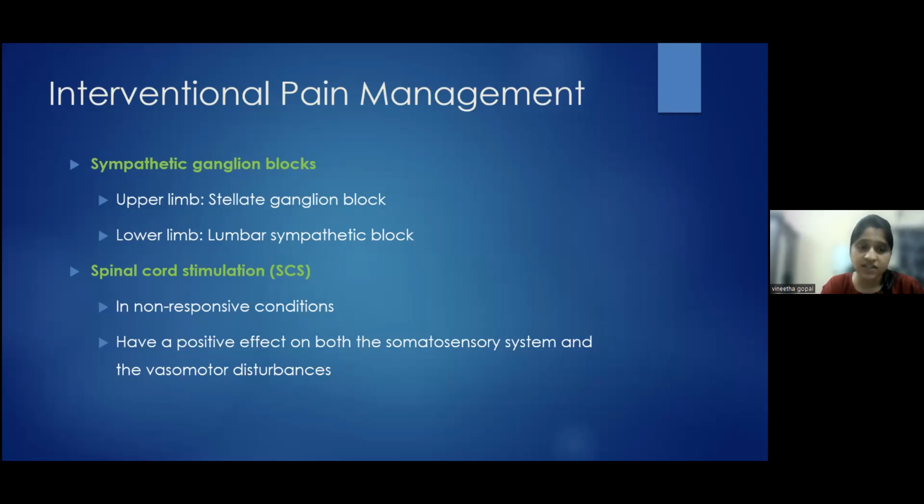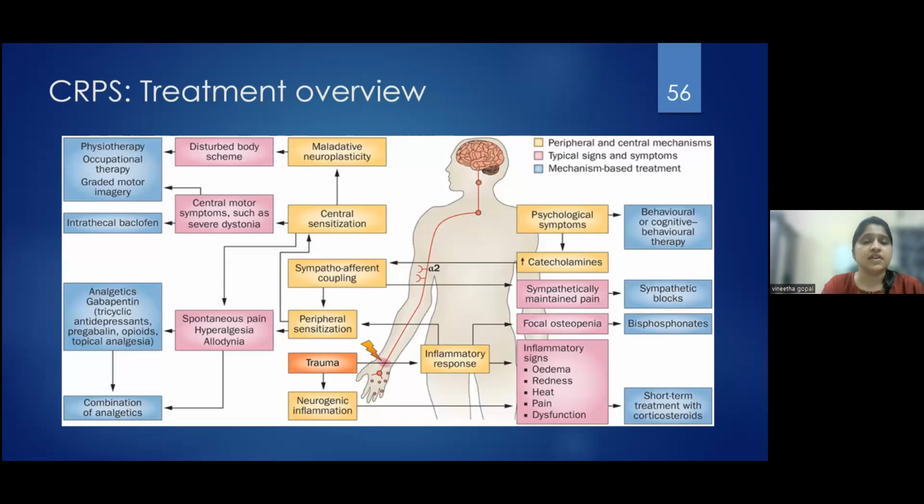But the limiting factor is the cost. It is very expensive. It takes around 1 lakh to 2 lakhs just for the trial, and 12 lakhs to 15 lakhs for the final implant. Maintenance is also expensive. So this is an overview of CRPS treatment.